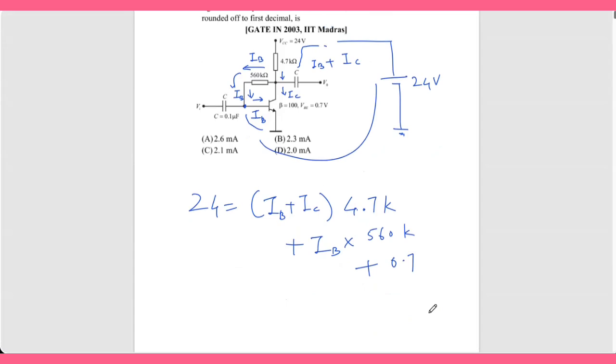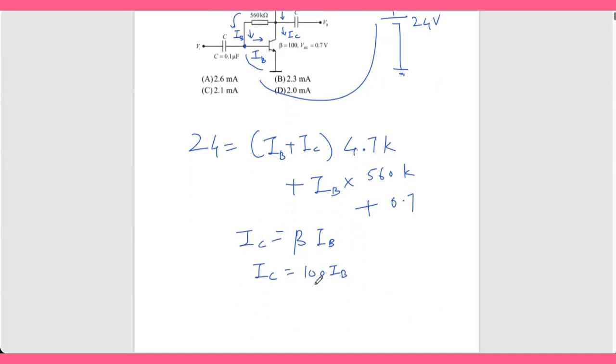And one more thing, IC and IB, how are they related? IC is beta times IB. So beta is 100. So IC is 100 times IB. So IC plus IB will be 101 times IB.